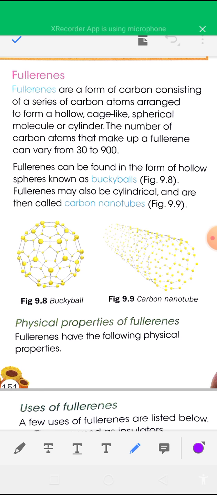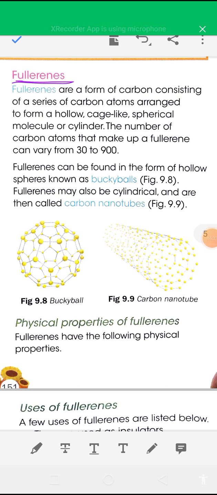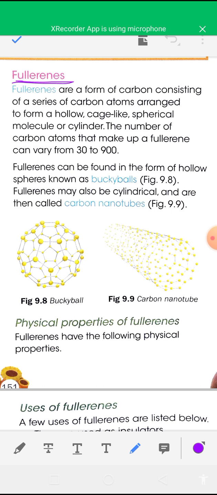Now see, the third crystalline form of carbon is fullerene. Fullerenes are a form of carbon consisting of a series of carbon atoms arranged to form hollow cage-like spherical molecules or cylinders. The number of carbon atoms that make up a fullerene can vary from 30 to 900. Fullerene can be found in the form of a hollow sphere known as a buckyball. Fullerene may also be cylindrical, and these fullerenes are called carbon nanotubes.